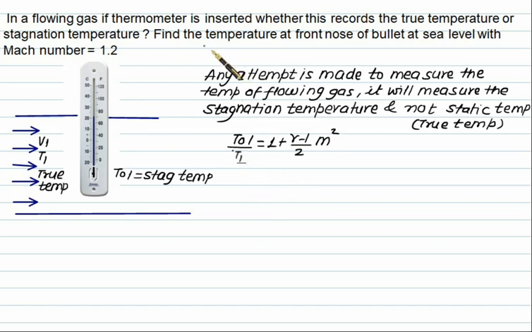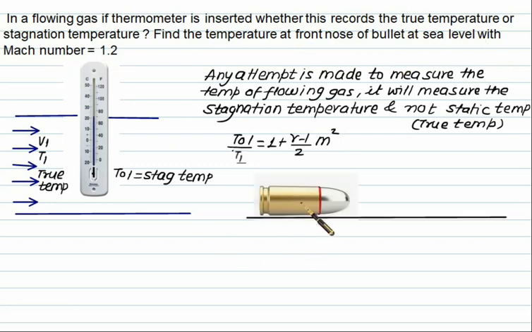In the second part, he says to find the temperature at the front nose of a bullet at sea level with a Mach number equal to 1.2. This time we are given the bullet and the Mach number of the bullet is given as 1.2. We are interested to know what is the temperature on the front nose, that is the stagnation temperature T01, and correspondingly at sea level we have a static temperature T1. Now this time the static temperature is not given at sea level. We'll take this temperature equal to 300 Kelvin. And using this equation, we can very well calculate the stagnation temperature.